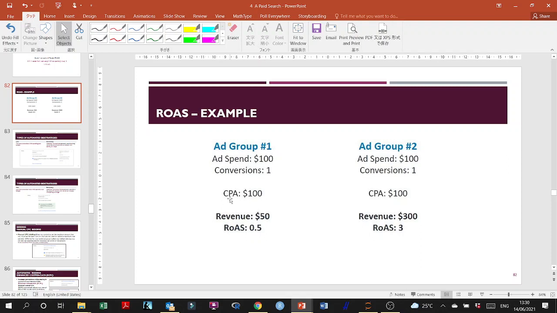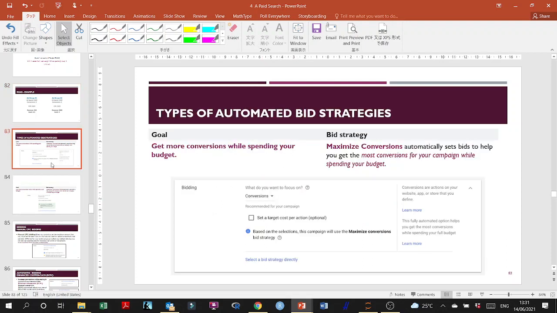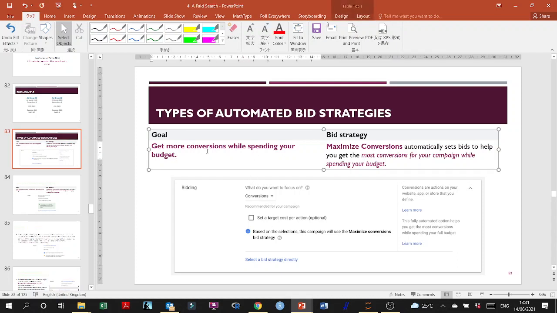I don't even know how the cost per acquisition is 100. So it kind of cancels out. If the ad spend here and the cost per acquisition is 100, then basically you haven't made that much really, if any. And so what if you want to get more conversions while spending your budget?